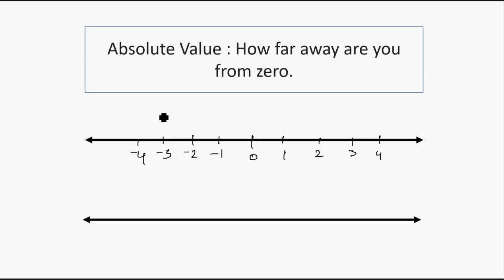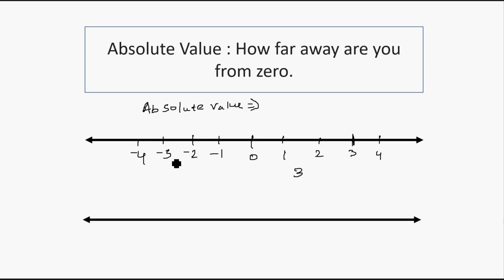Now, what is absolute value? So basically, absolute value is nothing but how far away the number is from the origin or zero, right? For example, what will be the absolute value of 3? Now 3 is how far from 0? It is 3 units away from 0. So the absolute value of 3 is 3.